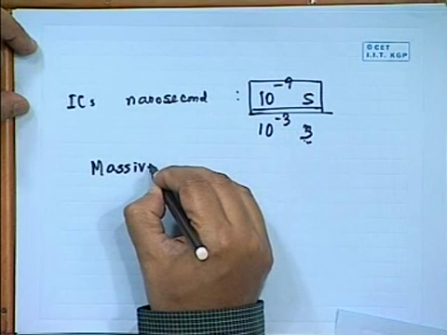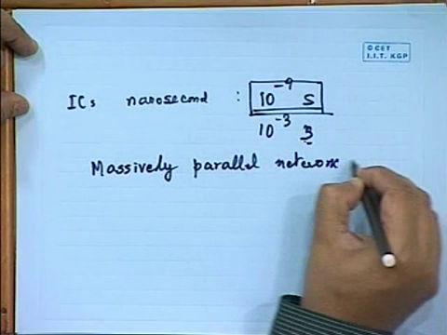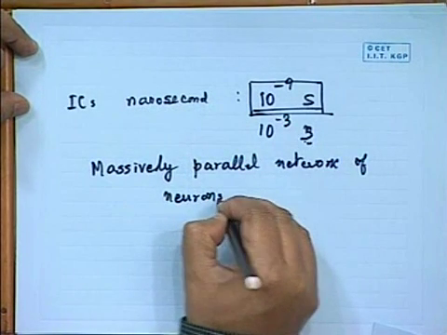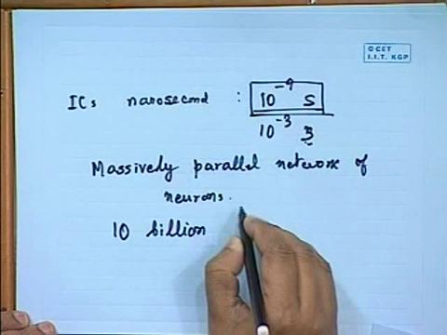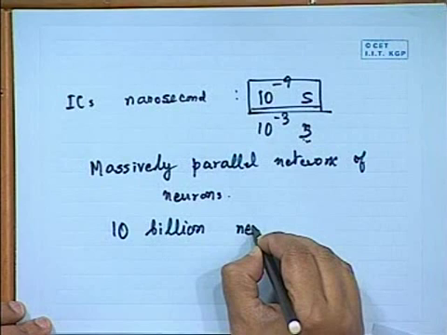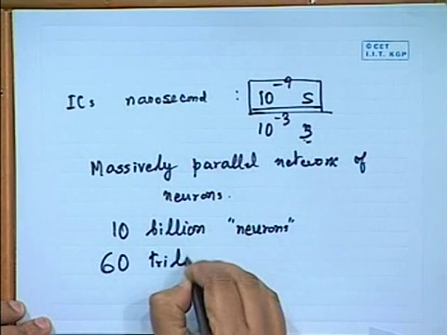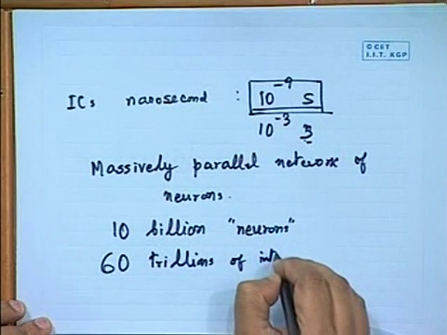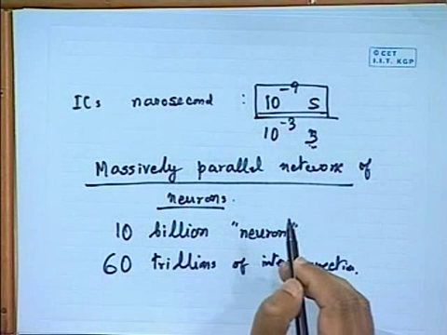The answer lies in the fact that the network of human neurons in the brain is massively parallel. There is a massively parallel network of neurons. And as I told you, the number is of the order of 10 billion. Typically, there will be 10 billion such nerve cells or neurons, and this will consist of approximately 60 trillion interconnections. So the answer lies in this massively parallel structure.